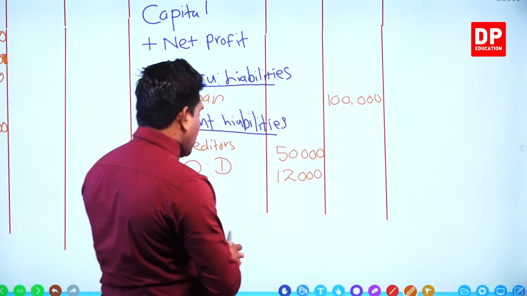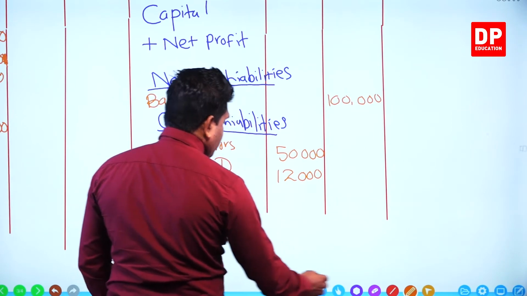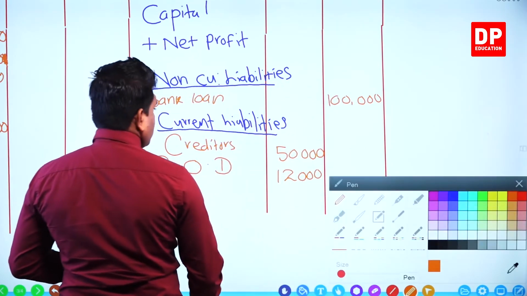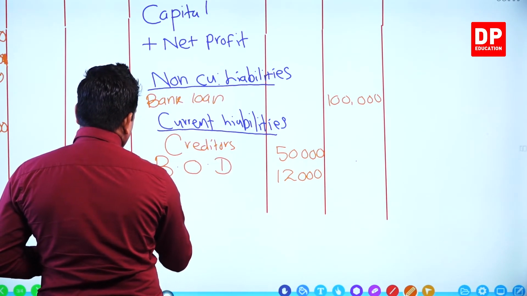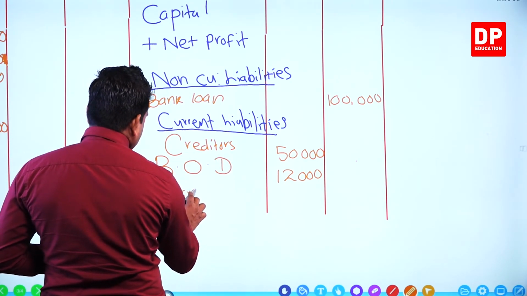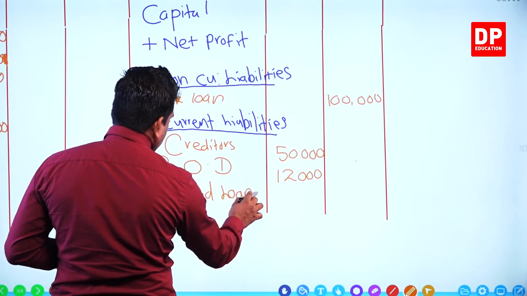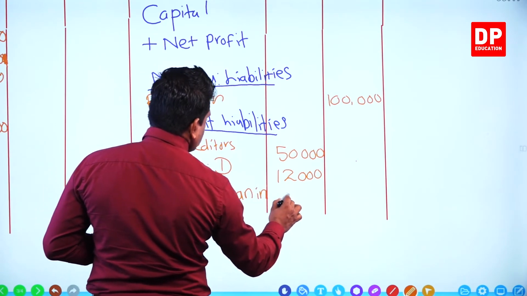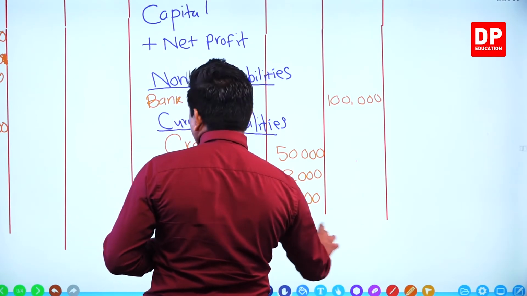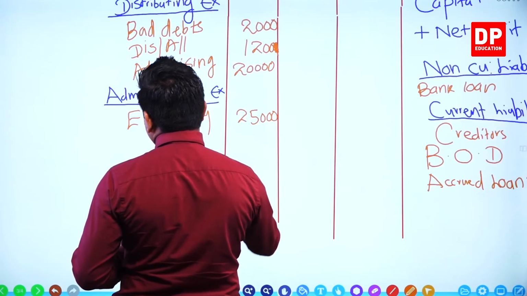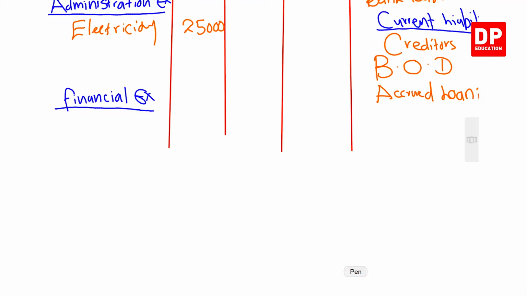This 8,000 you write where they didn't pay even 1 cent here. So, you have to write it under the current liabilities also. Accrued loan interest, 8,000. Not only this, it is also an annual expense. It goes to the financial expense category. Why? Because this is annual expense. Loan interest.